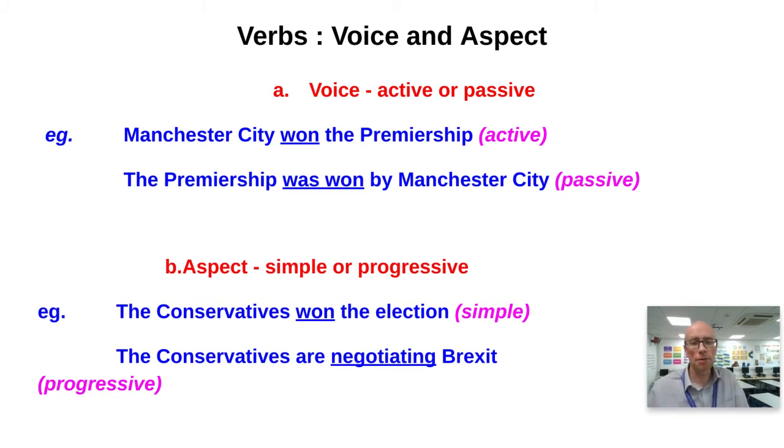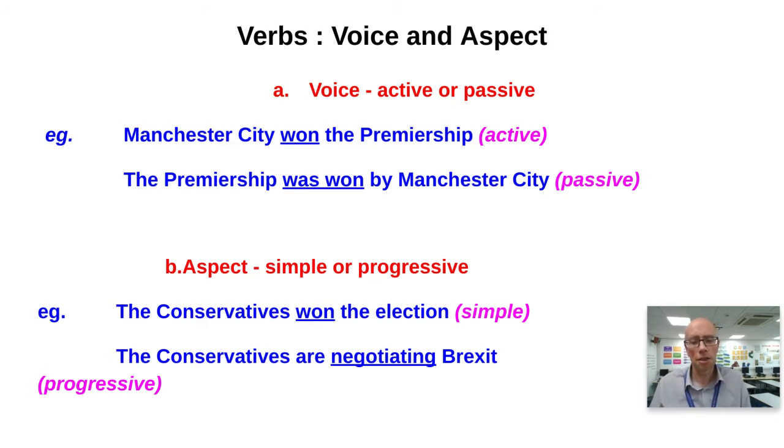So verb aspects in English can either be simple or progressive. Now, if it's a simple aspect verb, it means that it doesn't have an ing on the end. So it's a finite kind of action that has happened at one time. So the Conservatives won the election. So that's the simple aspect.